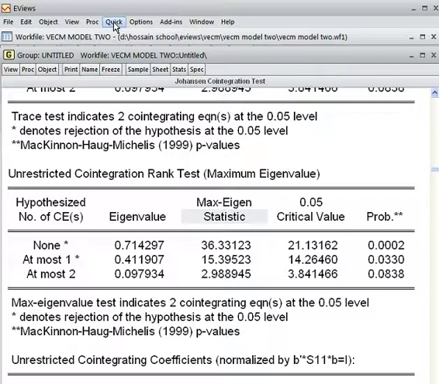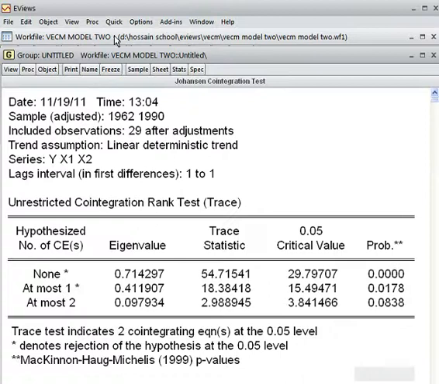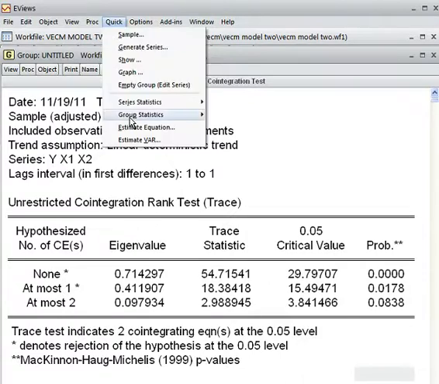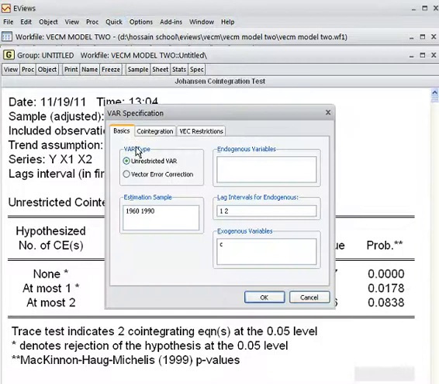How to proceed? I go to quick. Okay, here one thing, make sure. Okay, I proceed. Quick, then estimate VAR. I click, and here I write y, x1 and x2. You see, I write three variables, and as I told you before, then I choose here vector error correction model. That I also choose here, right? Because our three variables are co-integrated. Okay.